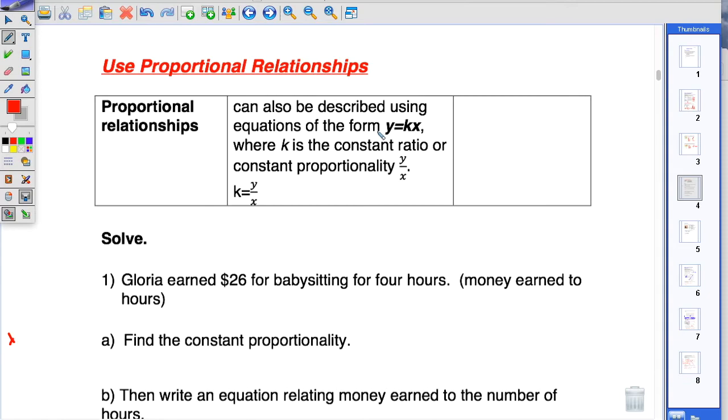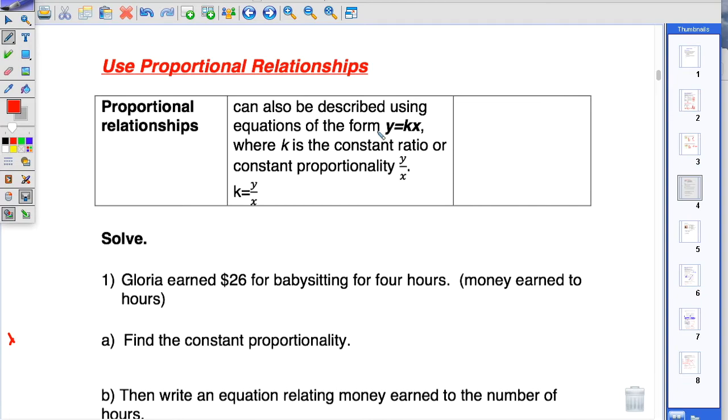The next section is use proportional relationships. So we have our vocabulary word, and you're going to fill in your definition. We have a proportional relationship, and the definition can also be described using equations of the form y is equal to kx, where your k is your constant ratio, your constant of proportionality, y over x. So our k is equal to y over x. That's your constant of proportionality.